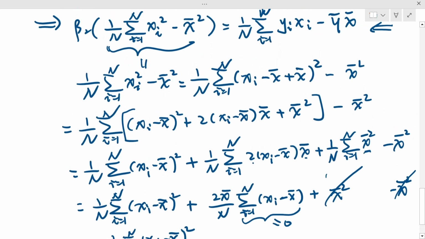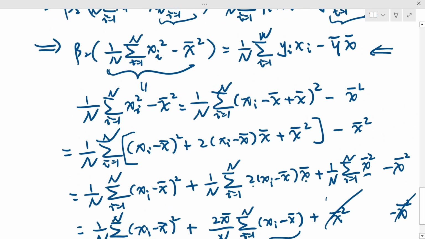So I'm going to go back and write it this way. Minus x bar squared. Okay. Let me erase this.